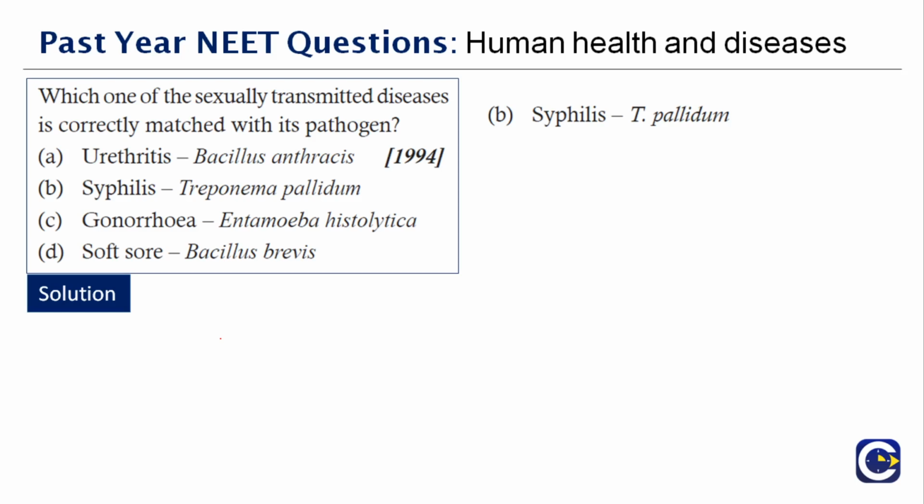You don't have vaccines for it, but you have antibiotics. Since it's a bacterial disease, you have antibiotics to reduce pain. But this disease is as dreadful as AIDS, because here also the person suffers a lot. Therefore, the right answer to this question is option B.